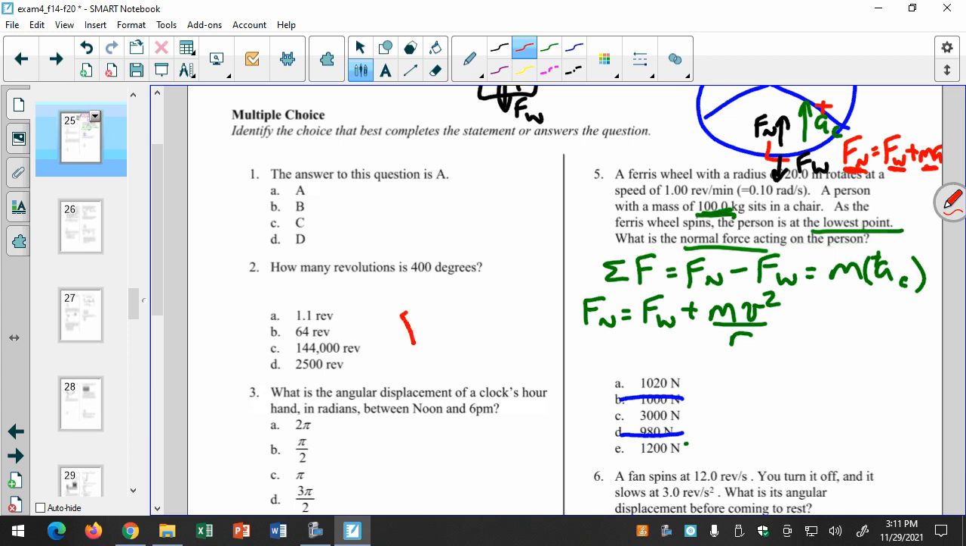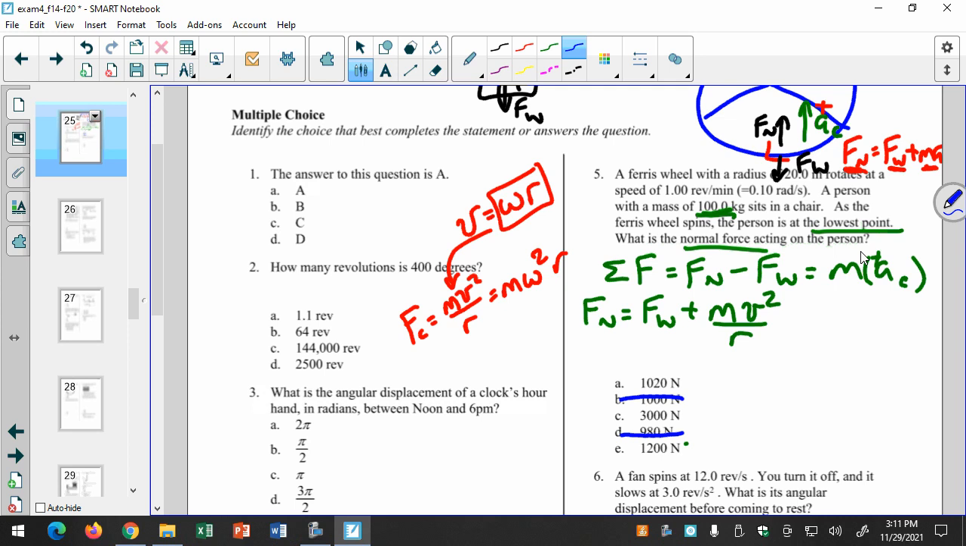Remember that the centripetal force is mv squared over r, but I can also say that it's m omega squared r. How I get that is I say that v is equal to omega r, and I plug this in for v, and I get this expression for centripetal force. That's not on your equation sheet.